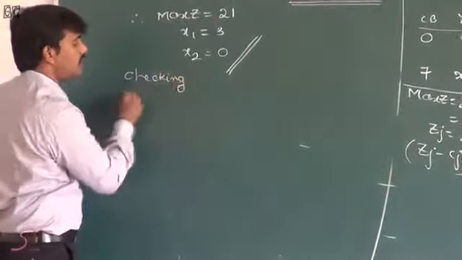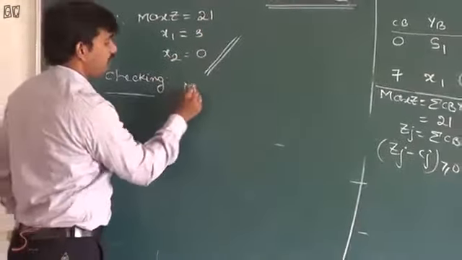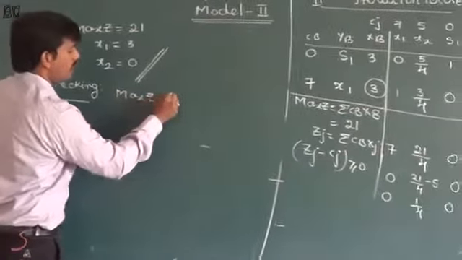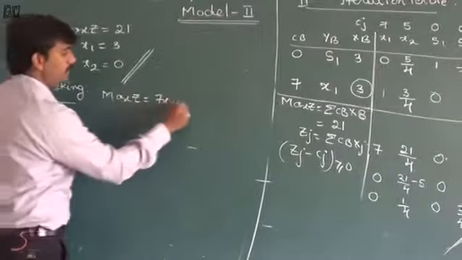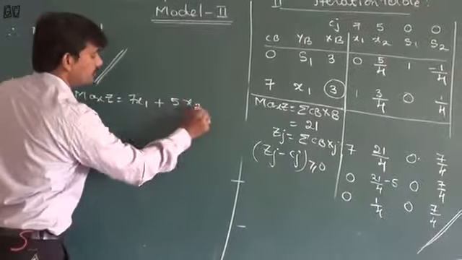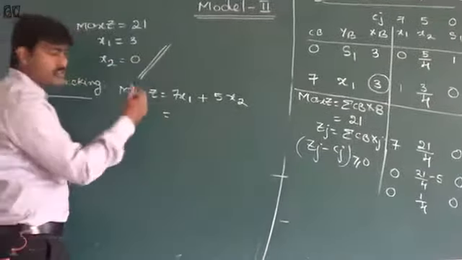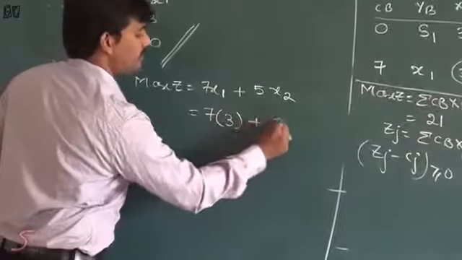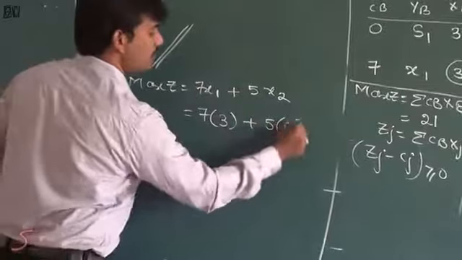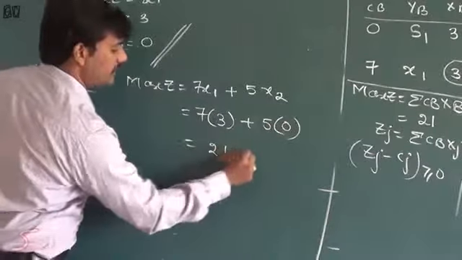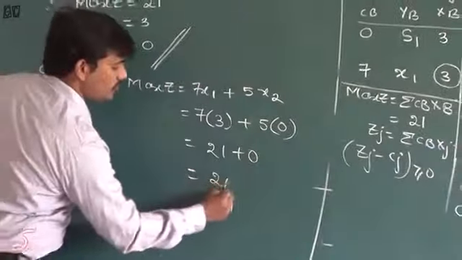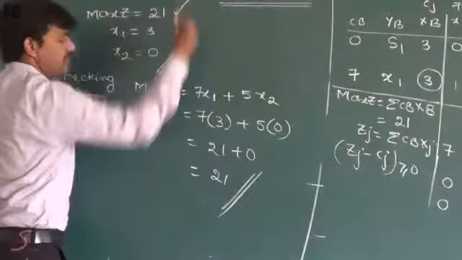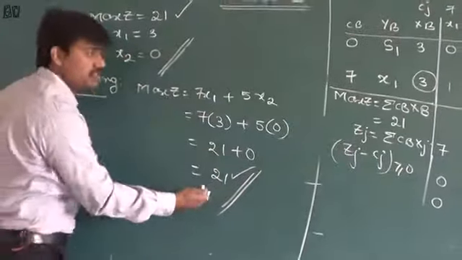Now consider the objective function. The given objective function is max z equal to 7x1 plus 5x2. Now I am going to substitute all the values here. 7 into what is x1? We have 3. Plus 5 into what is x2? We have 0. 7 3s are 21 plus 0. Obviously 21 only. So we got 21 here, and in the checking also we got 21.